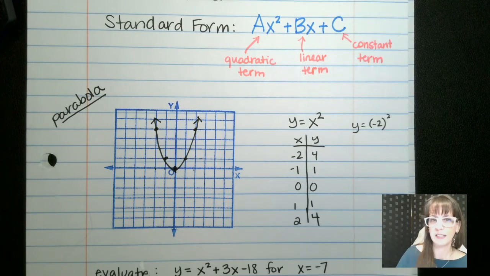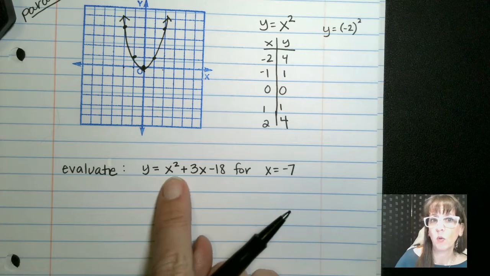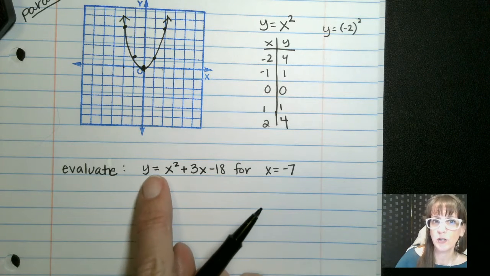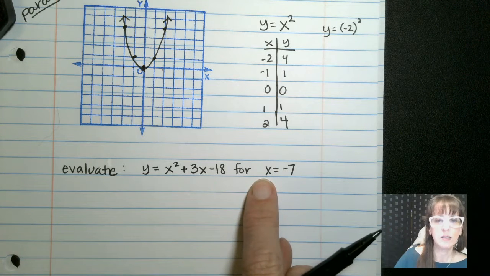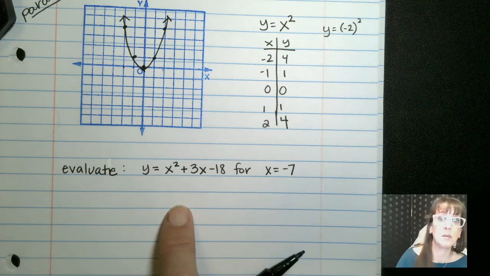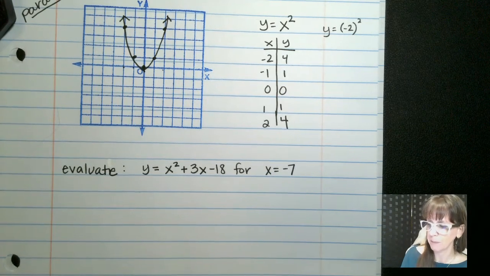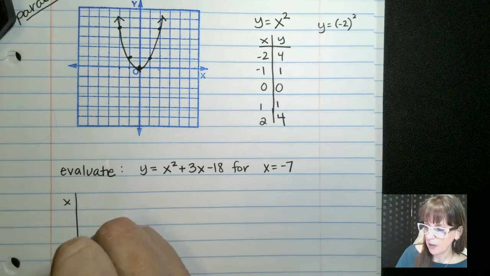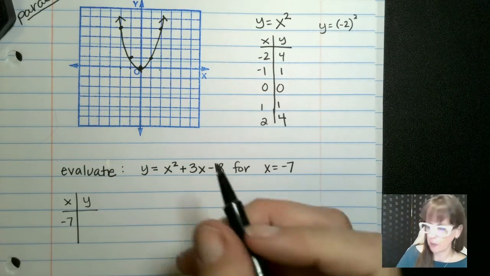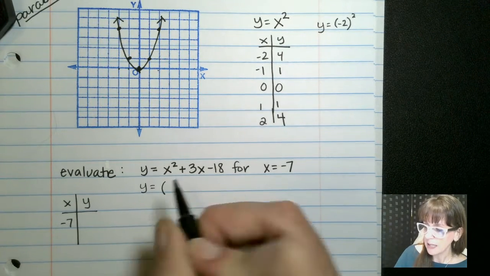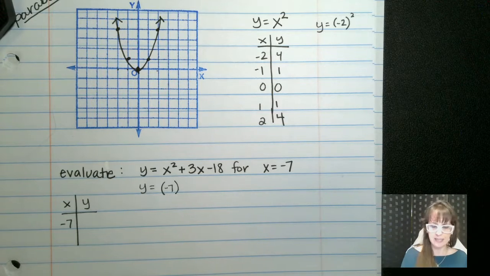Okay, let's practice this. The other thing we can do is evaluate these quadratic equations, and an equation has an equal sign here, for given numbers. Basically we're plugging that in to see what happens when we have x equals -7. So for example, if I had an xy chart, I would say, okay, when I plug in -7, what do I get for y? So y equals, and remember when you're plugging in, you want to use parentheses, especially if this guy is a negative.